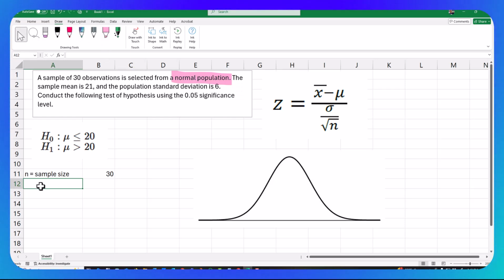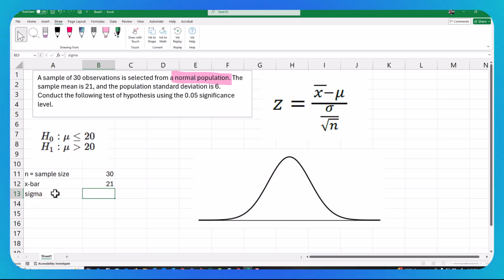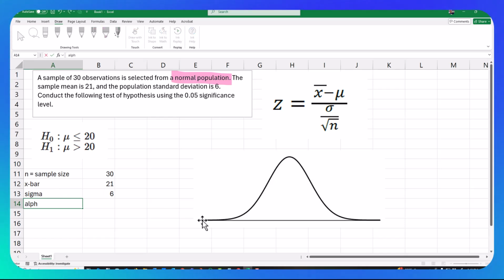And then it says the sample mean, which is X bar, is 21. And then the population standard deviation, which would be sigma, is 6. And it says conduct the following test, and we are given an alpha of 0.05.